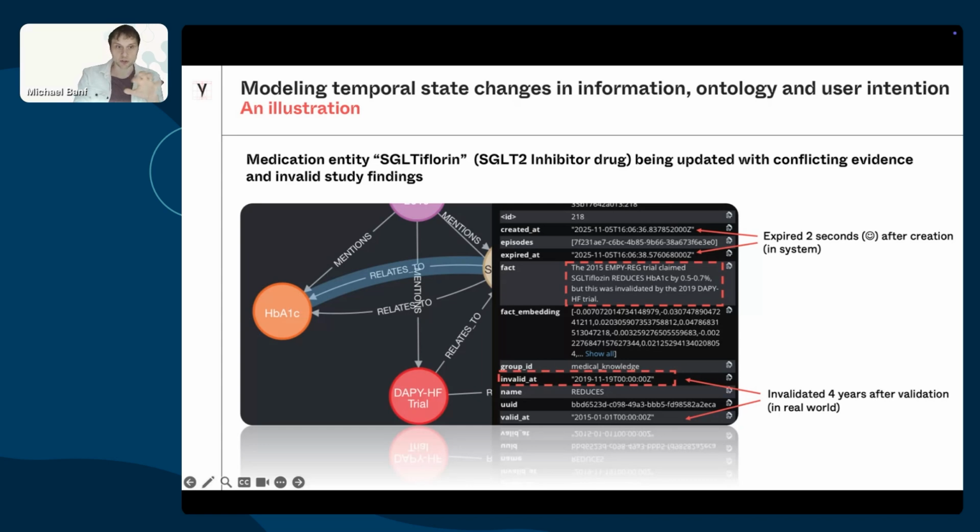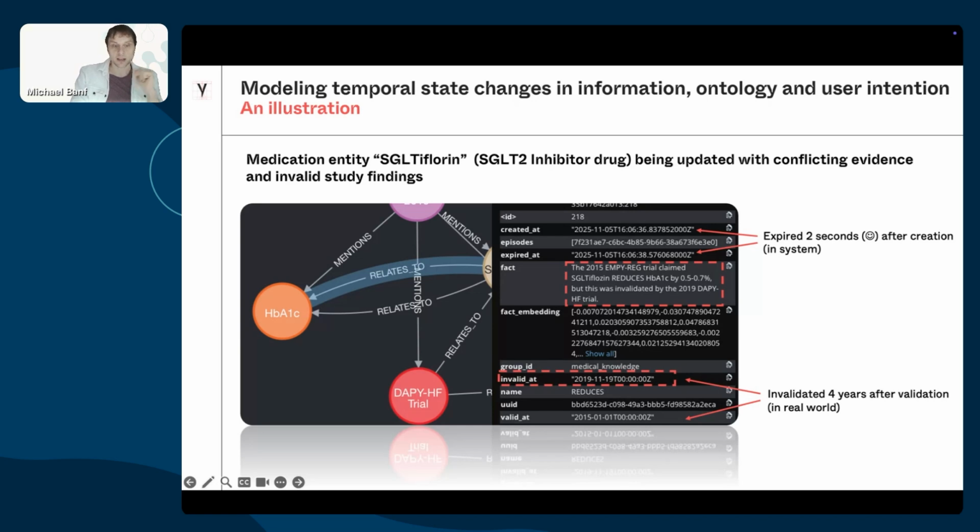here, in particular the relationship that was built between the drug and the blood glucose level in the first study as a reduces relationship, and had a valid date. And here the valid date corresponds to the release date of that first study, so 2015. After we integrate the second study, we see that there has been an invalidated date, right? And that goes to the release of the second study. And therefore, we simulated an invalidation of this fact after 4 years.